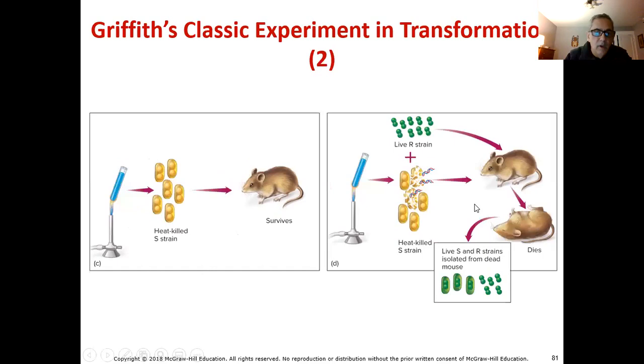What he found was if he took and heat killed some of the bacteria that made the capsule, the bacteria were dead, but they released their DNA. And when their DNA was mixed with the ones that did not have a capsule, they could make colonies of the capsule bacteria, which if injected into the mouse would die again. He called this a transforming factor. He didn't know about molecular genetics like we do today, but he knew something was carried by the bacteria that transformed the other bacteria from a non-virulent strain to a virulent strain.